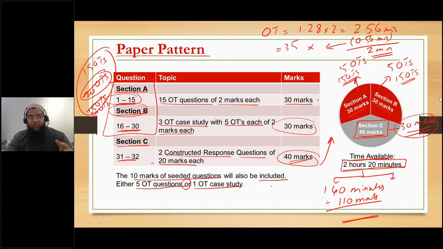Even then, if you feel that the time you are having is comparatively less, then you will be required to save more time in the OT questions.